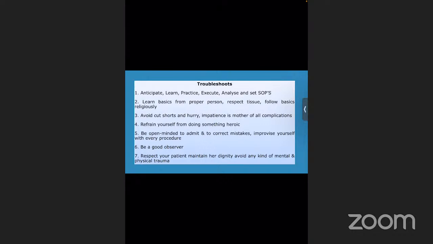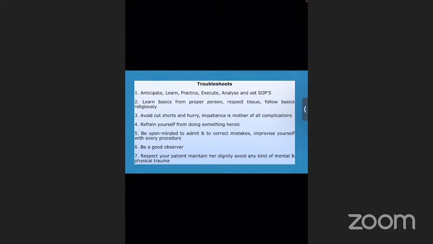Always be a critic of yourself. Always analyze what went wrong, what should have been done better, each and everything. And set SOPs. You can get SOPs from your colleagues, your seniors, your bosses, your teachers. Set some good SOPs. So for troubleshooting: anticipate, learn, practice, execute, analyze, and set SOPs.